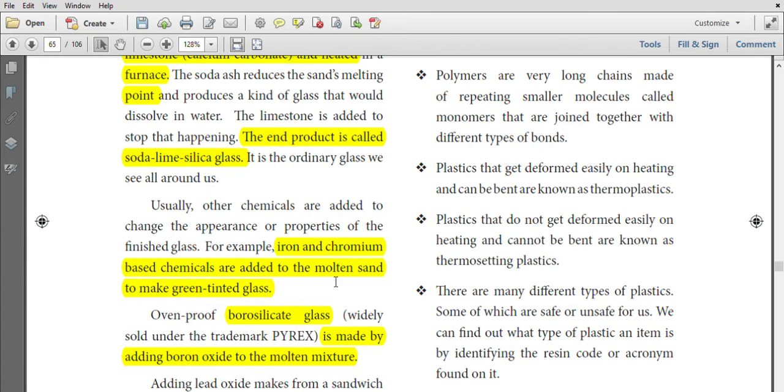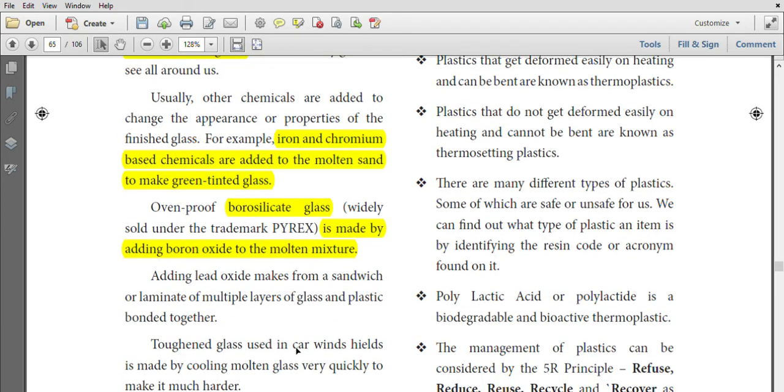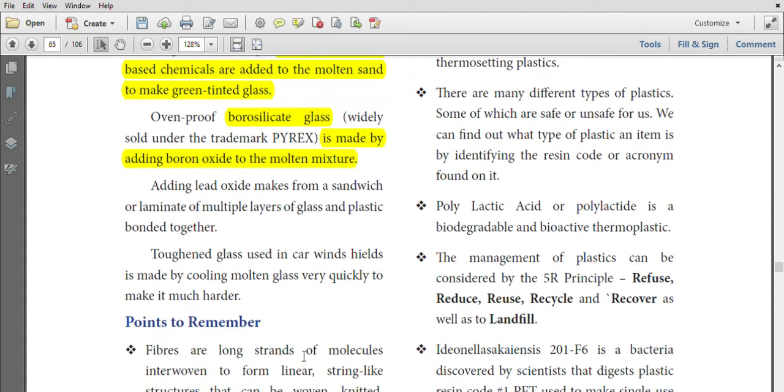Iron and chromium are added to the glass. It gives a green tinted glass. In borosilicate glass, boron oxide is added to the glass. So we can get different types of glasses by adding different chemicals.